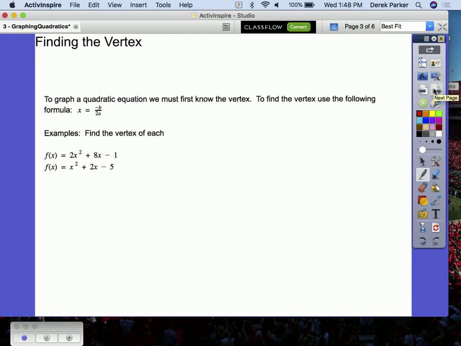How to find the vertex. To graph a quadratic equation, we must first know the vertex. To find the vertex, use the following formula: x equals -b over 2a. What this formula is going to do is help you identify the x value in the coordinates. And then you're going to take that x and substitute it into the equation to find the f of x or y value.